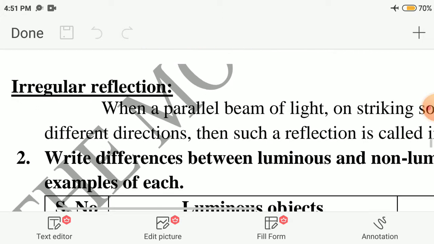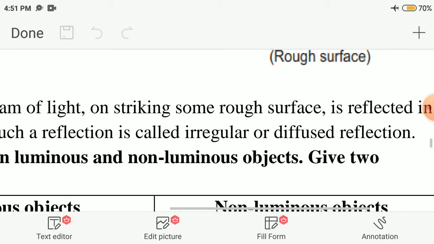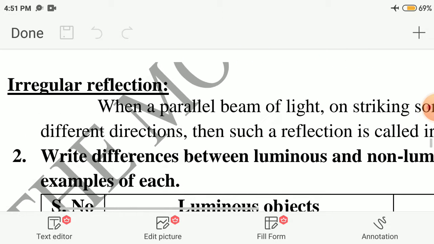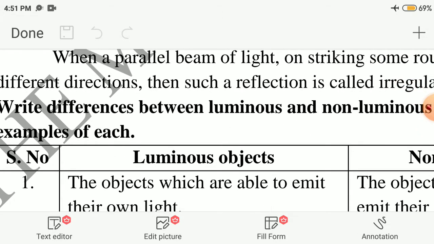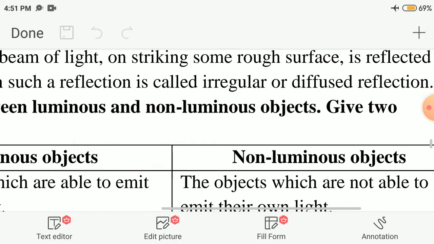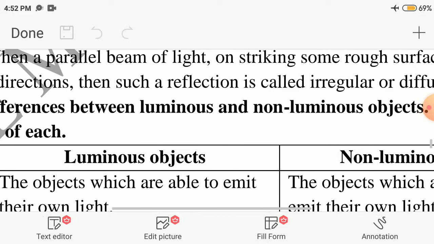Irregular reflection: when a parallel beam of light striking a rough surface is reflected in different directions, such a reflection is called irregular or diffuse reflection. The light passes through which surface? Smooth surface, we get regular reflection. If the light passes through the rough surface, we get irregular reflection.